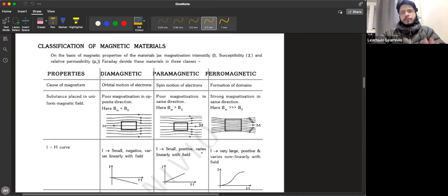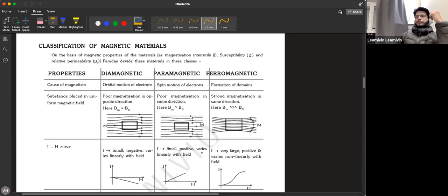So now let's classify materials in terms of diamagnetic, paramagnetic, and ferromagnetic. For all these classifications, remember a few things in mind. Diamagnetic are those materials which get magnetized opposite to the direction of field. That means they are repelled by a magnet.